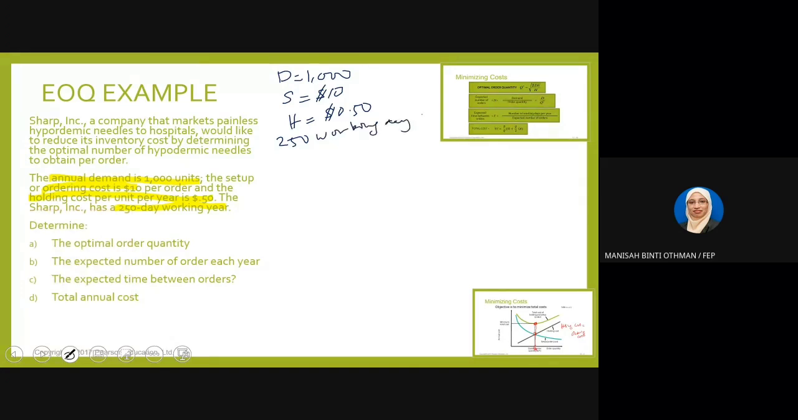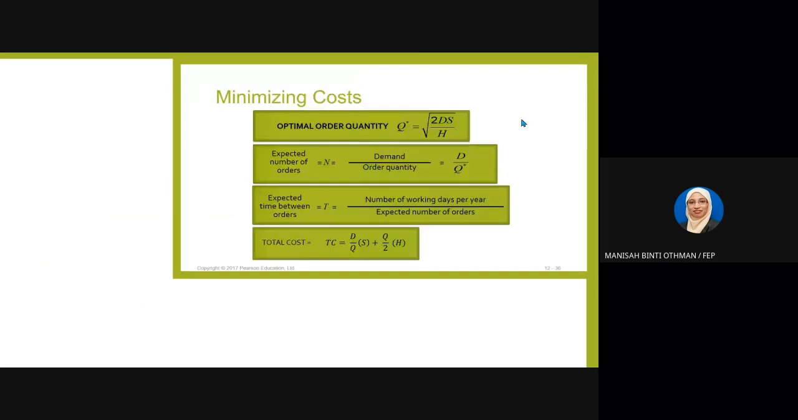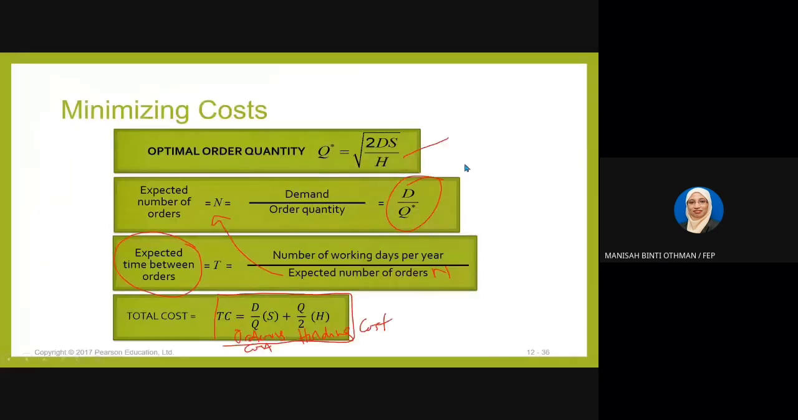Working days. Alright. So first, the question asks you to calculate the optimal order quantity. So A, optimal order quantity. Refer to the previous formula. For optimal order quantity, we should refer to the first formula. Q equals the square root of 2DS divided by H.